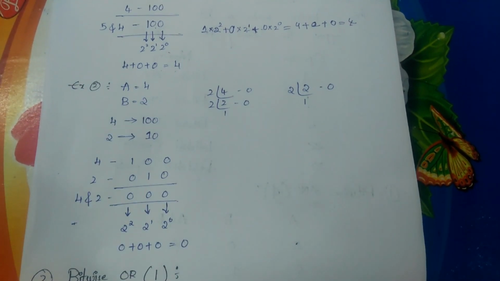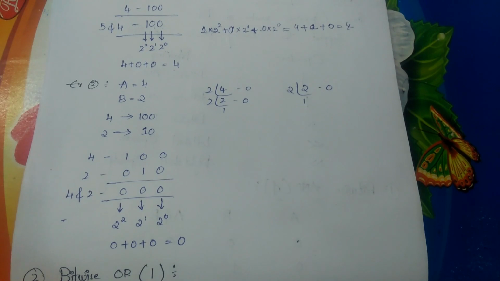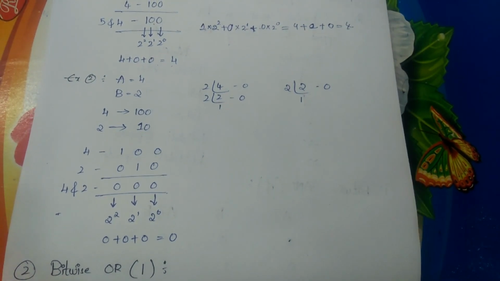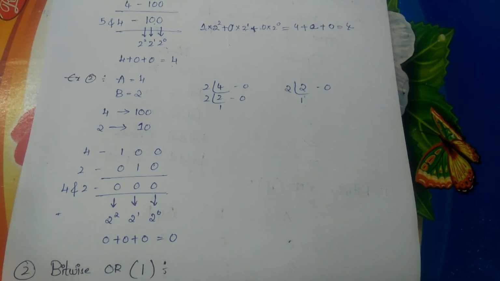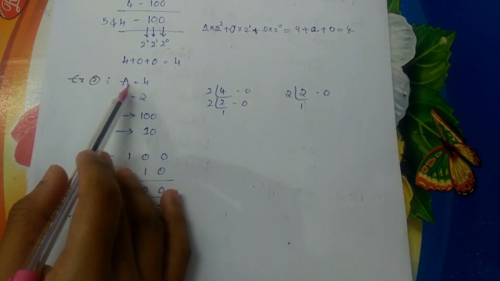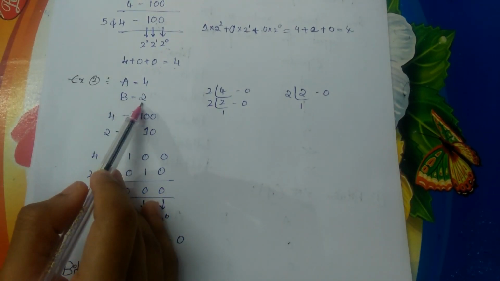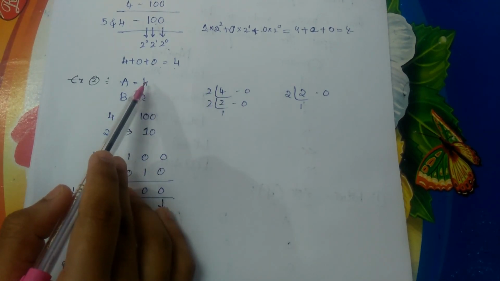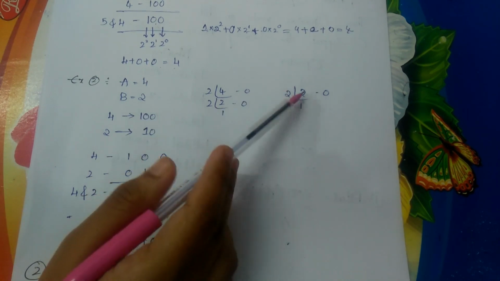Whereas in logical operators we get the answer as either 1 or 0, in the bitwise operators we can get any integer value. Now let's see example 2. A value is 4 and B value is 2. So similarly we have to find out the binary number for 4 and the binary number for 2.